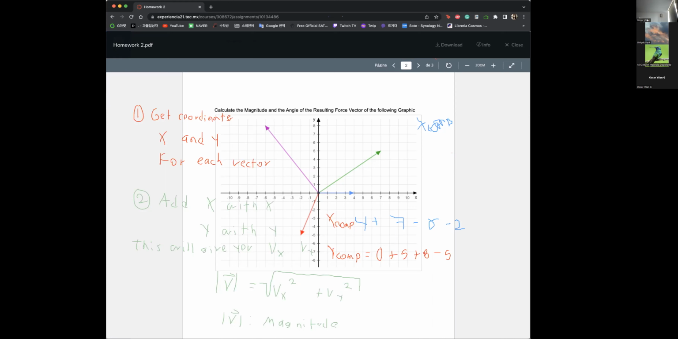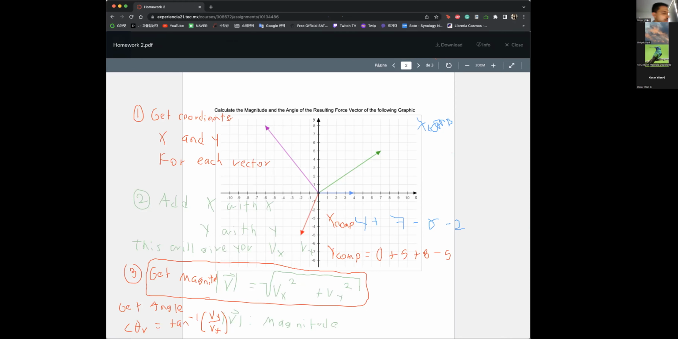And then number three is to get the magnitude, which is with this formula, with Pythagoras, and the angle. Remember, the angle of the vector is equal to the inverse tangent of Vy over Vx, right?